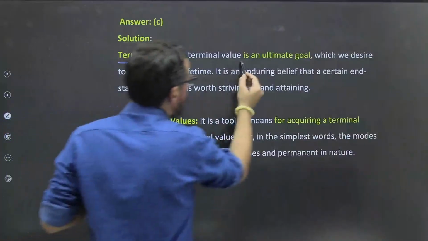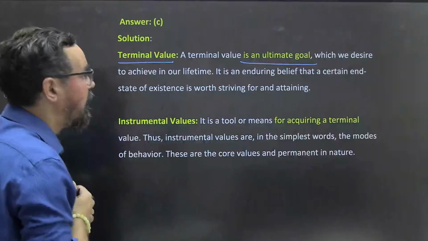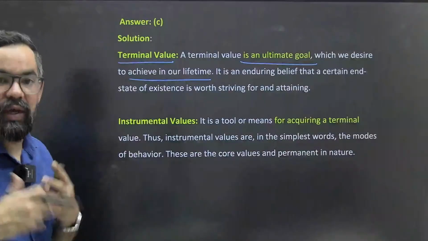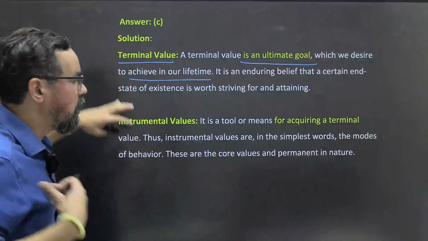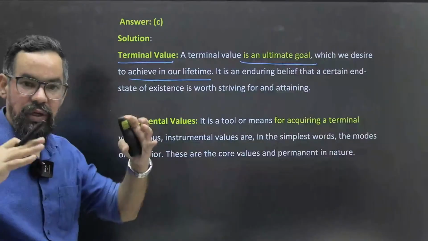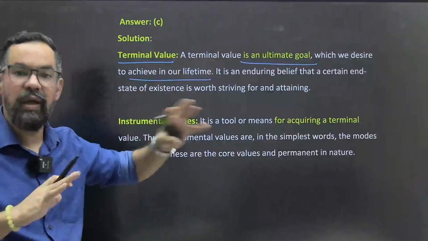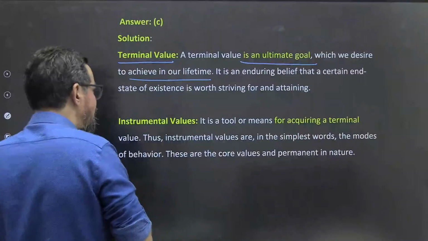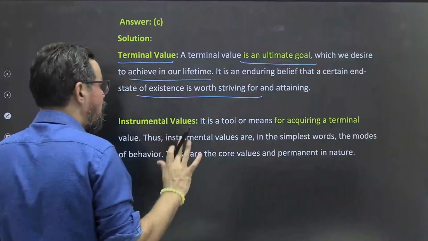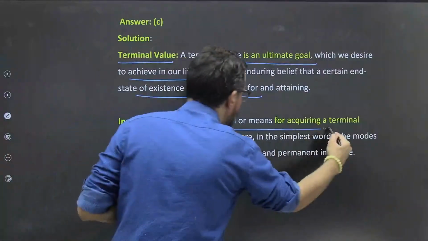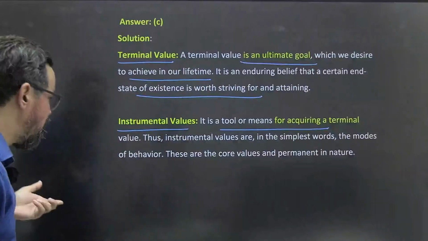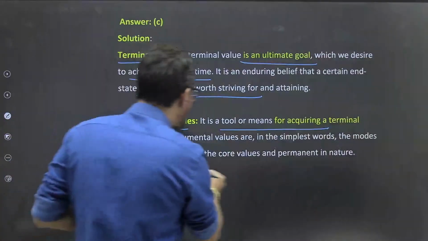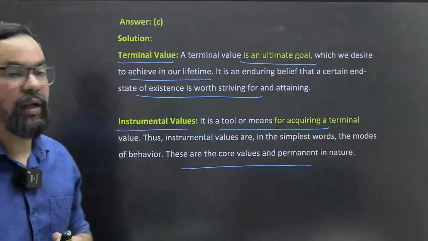So a terminal value is an ultimate goal which we desire to achieve in our lifetime, okay. That is also known as self-actualization as per Abraham Maslow. Whatever I can do best in my life, that is something every person has, like this is my capability and this is what I want to become in life. So that level of area. It is an enduring belief that a certain end state of existence is worth striving for and attaining. Instrumental values are tools or means for acquiring a terminal value. Instrumental values are, in the simplest words, the modes of behavior. These are the core values and are permanent in nature itself, okay.